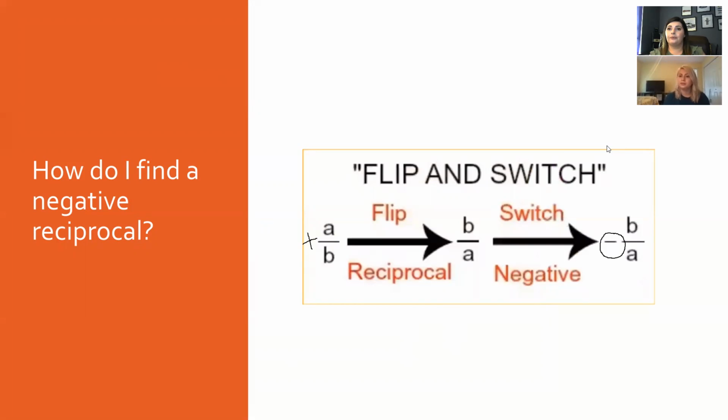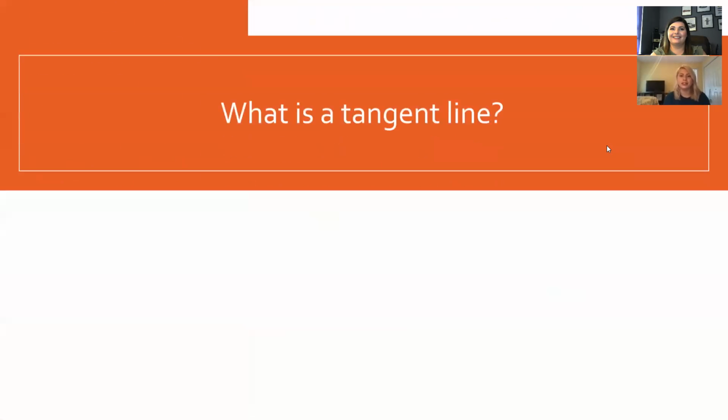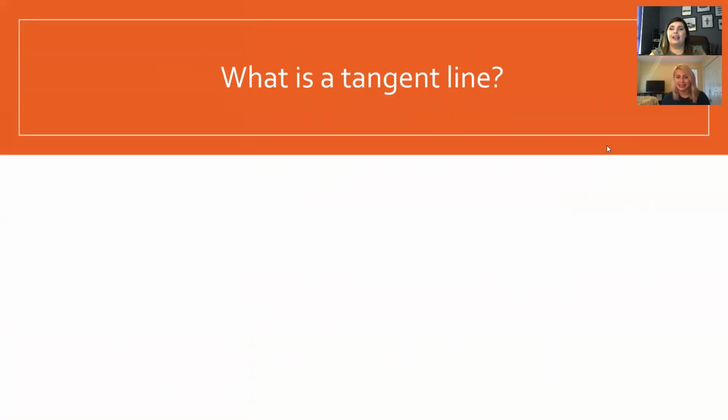So if we were to start with a negative A over B, we would end up with a positive B over A, correct? Absolutely. If we were just to find the reciprocal, that's what the reciprocal is doing. It's flipping and switching. It's real simple, you just flip and switch. All pretty fun.